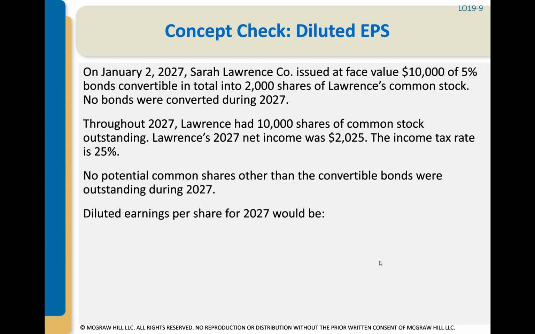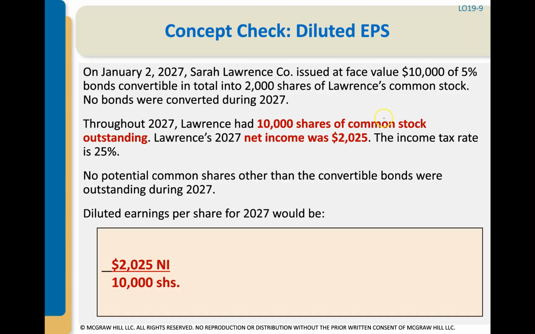Let's do a concept check. On January 2nd, 2027, Sarah Lawrence Company issued at face value $10,000 of 5% bonds convertible into 2,000 shares of Lawrence's common stock. No bonds were converted during 2027. Throughout 2027, Lawrence had 10,000 shares of common stock outstanding. Lawrence's 2027 net income was $2,025. The income tax rate is 25%. No potential common shares other than the convertible bonds were outstanding during 2027, and we have to calculate the diluted earnings per share. So let's go through it step by step.